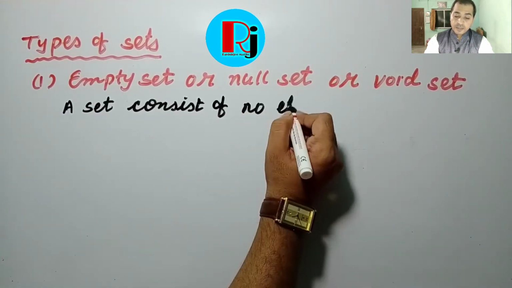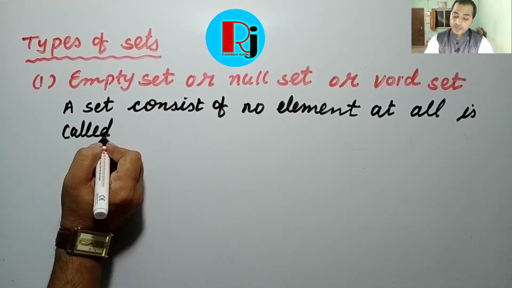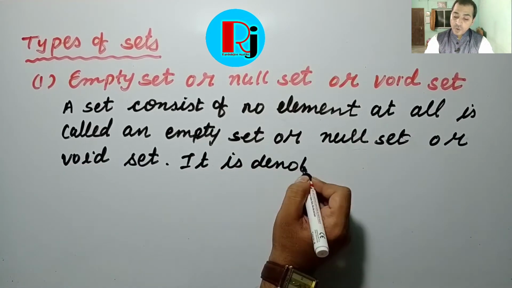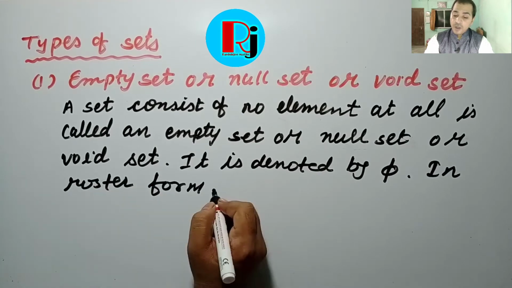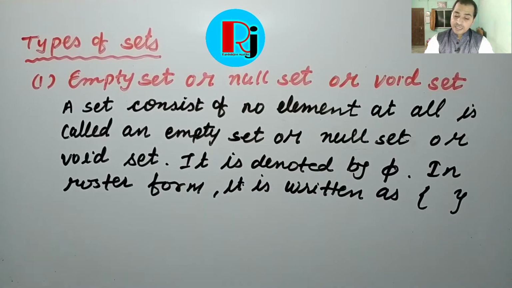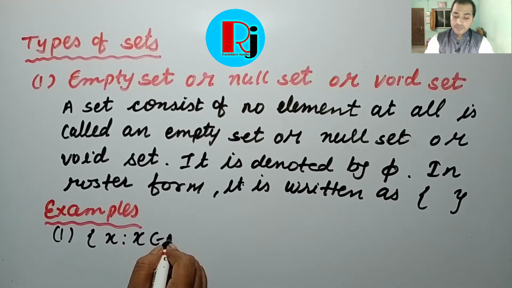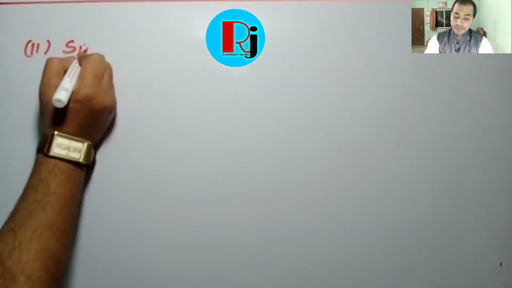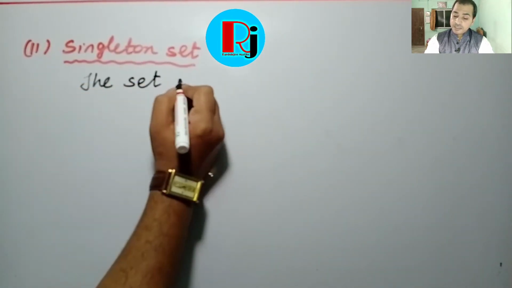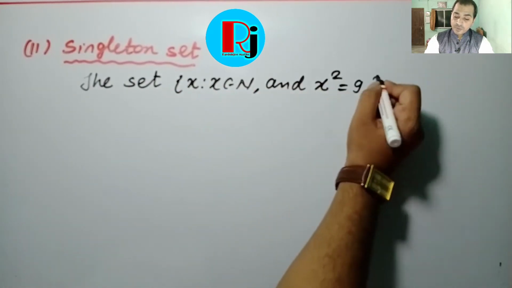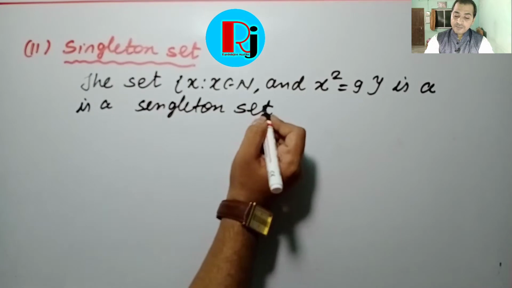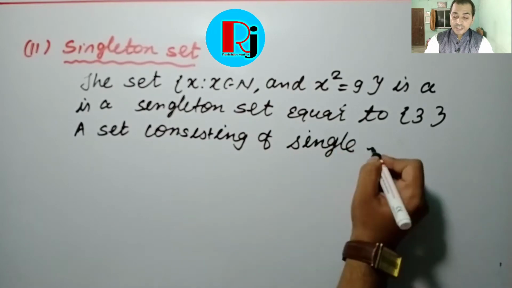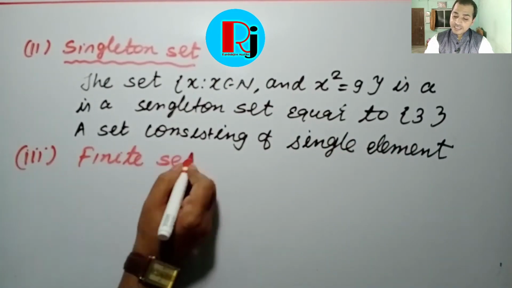Types of set: empty set or null set or void set. A set consisting of no elements at all is called an empty set or null set or void set. It is denoted by phi. In roster form, it is written as empty brackets. Examples: {x : x belongs to N, 1 less than x less than 2}, {x belongs to R...}. Similarly, singleton set. The set {x : x belongs to N and x square is equal to 9}, where x will be 3, is a singleton set.